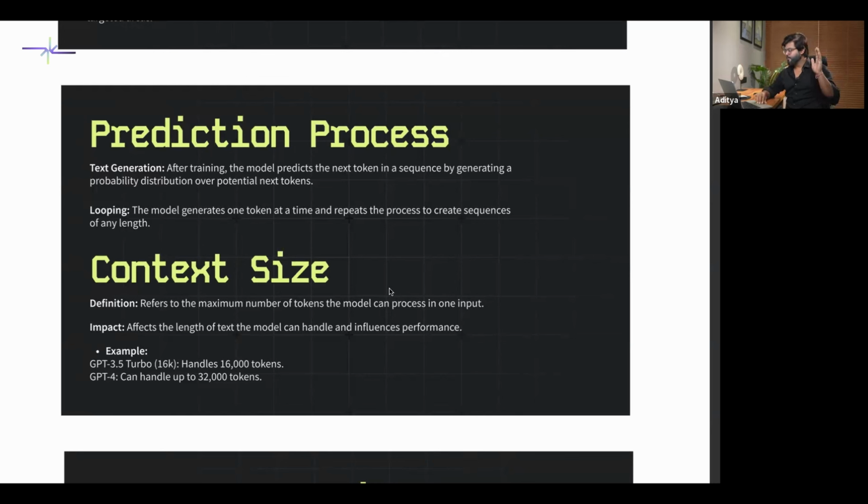So raise your hand if you feel like the context window size is less, it's better. Okay. Yes. So you are with me. So raise your hand if you feel like the context window size is bigger, we have a better model.